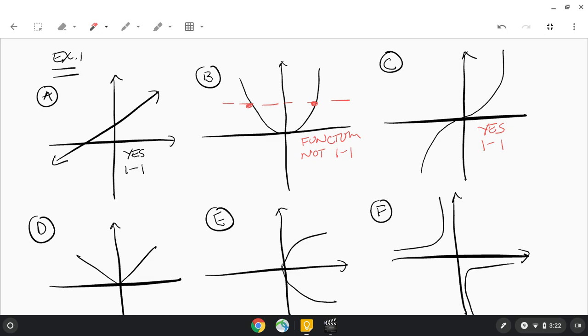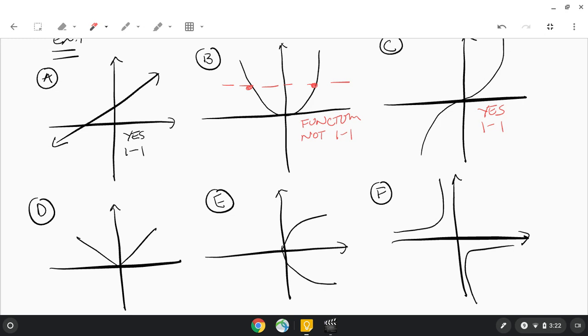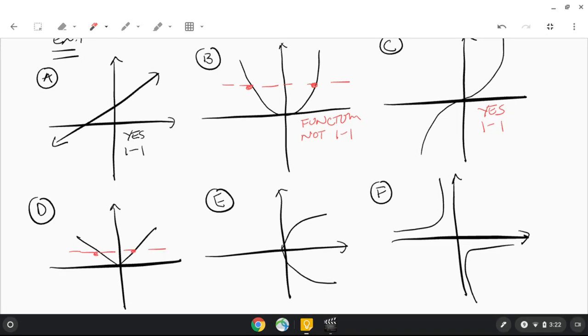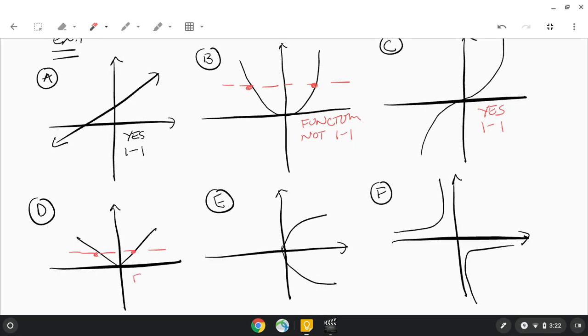Okay, let's take a look at letter D. Does it pass the vertical line test? Yes. Okay, so it is a function. The question is, is it a one-to-one function? Does it pass the horizontal line test? Nope. It crosses 2 places here. So it's a function, but it's not one-to-one.